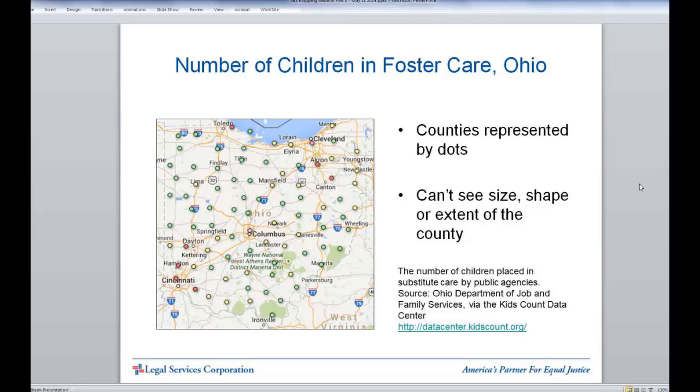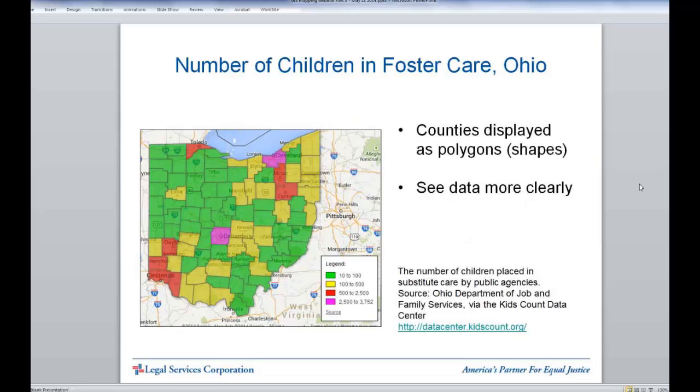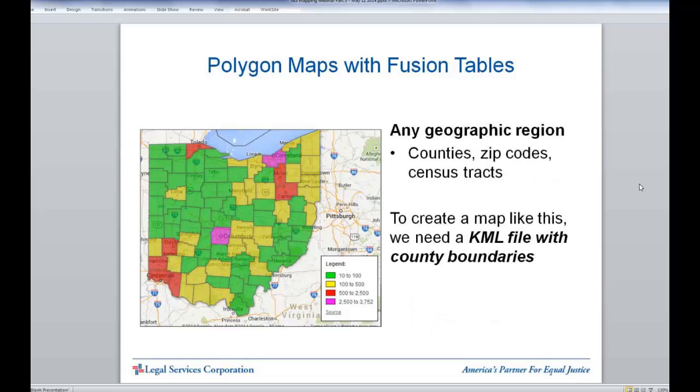So in some instances, this would work for you, but sometimes you might want to display the counties as shapes, technically called polygons. So this is the same map, but it's showing the counties as polygons. Now I can see the data a little bit more clearly. So this would be useful anytime you're doing counties like this one, or zip codes, census tracts, congressional districts, police precincts, anything where it's a region, not a specific location.